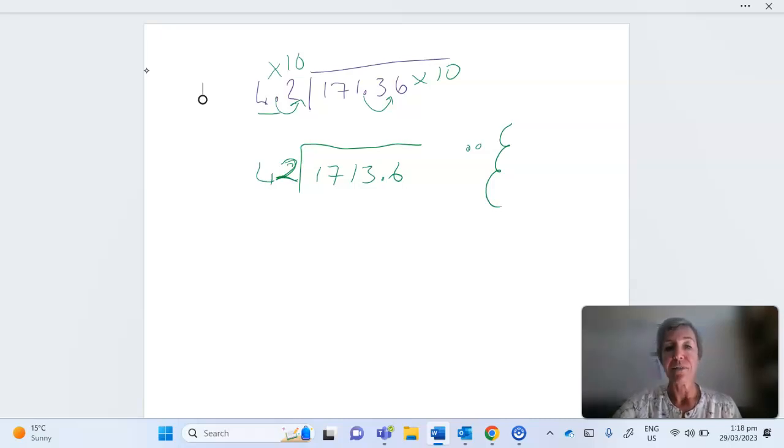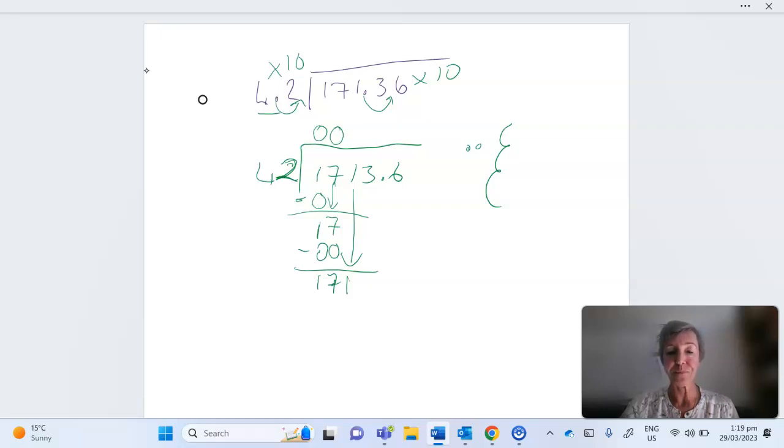But 1 divided by 42, I can't do that. 0 times 42 is 0, and I'm going to subtract. 1 minus 0 is 1, and I'm going to bring my 7 down. 17 divided by 42, I can't do. 0 times 42 is 0, and so when I minus that, it's going to be nothing again. 17, and I'm going to have a 1 brought down. 7 take away 0 is 7. 1 take away 0 is 1. Bring down my 1.